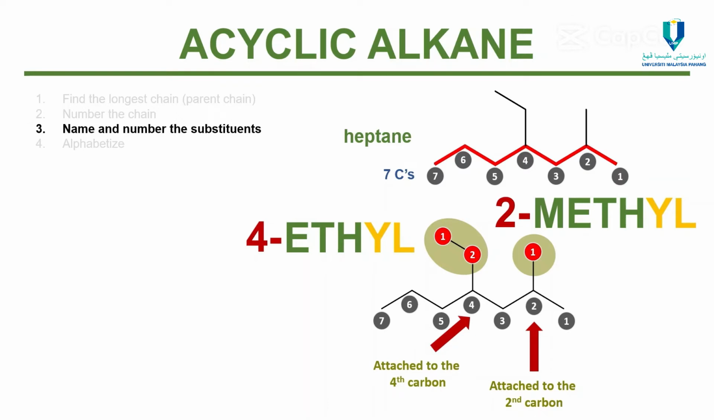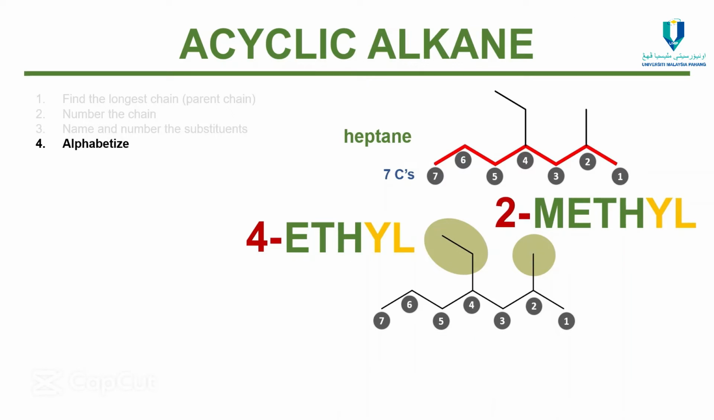Now we have fulfilled the third rule. Let's proceed with the fourth rule. You have to arrange the substituents according to alphabet order. So for this, you have to look at the first letter, which is M and E. So E comes first, then M. So 4-ethyl will become the first, and 2-methyl become the second.